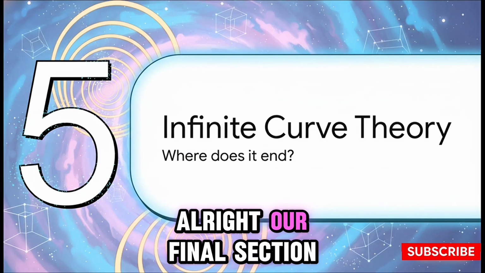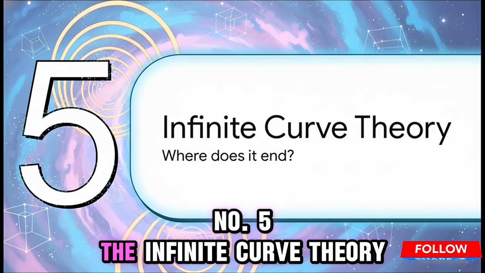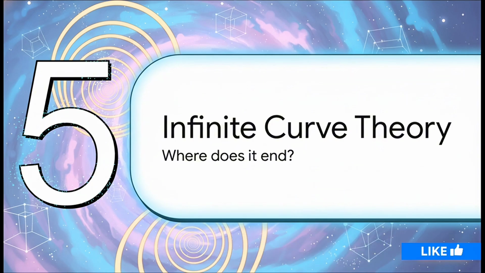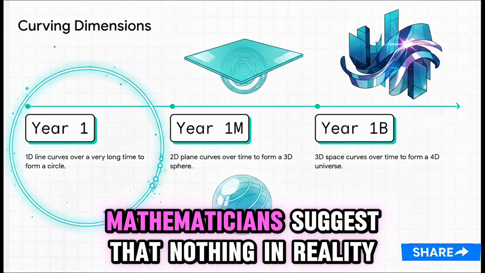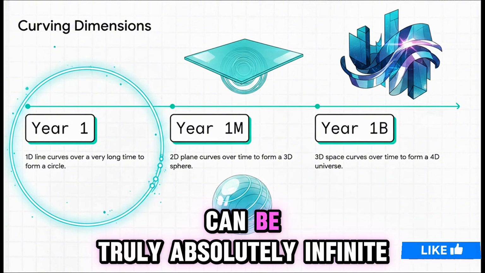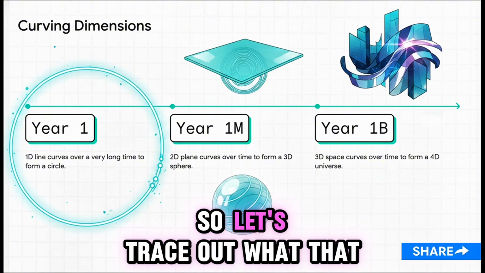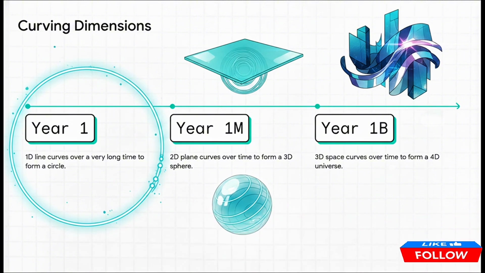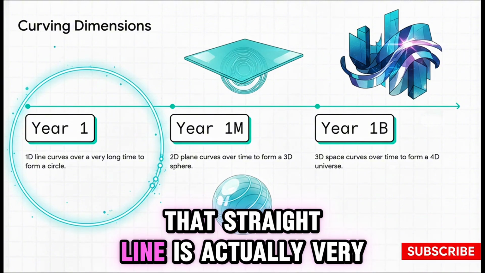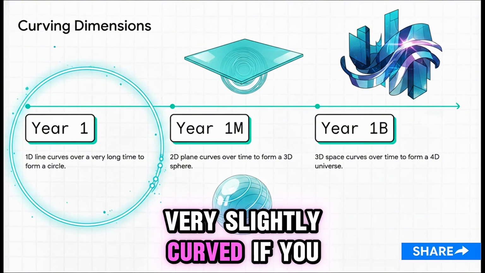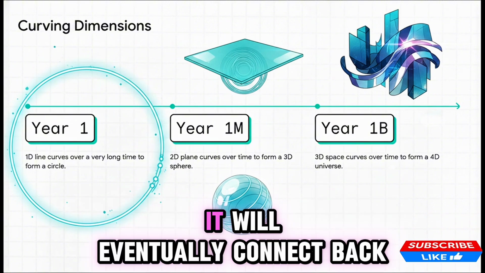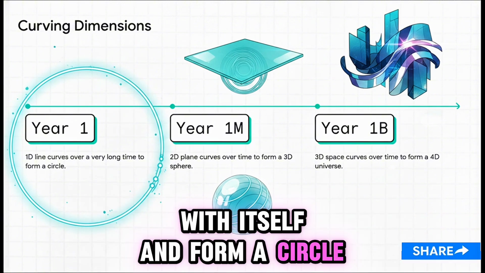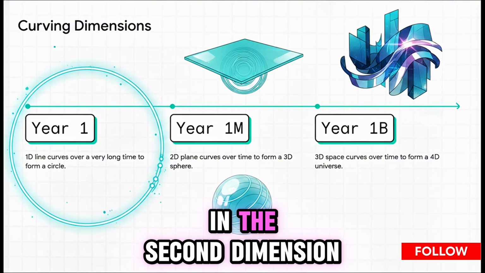All right, our final section, number 5, the infinite curve theory. Basically, where does all this end? A lot of physicists and mathematicians suggest that nothing in reality can be truly, absolutely infinite in a perfectly straight line. So let's trace out what that actually means. Imagine that the first dimension, that straight line, is actually very, very slightly curved. If you follow that line for a massive, incomprehensible amount of distance, it will eventually connect back with itself and form a circle. The exact same thing happens in the second dimension.